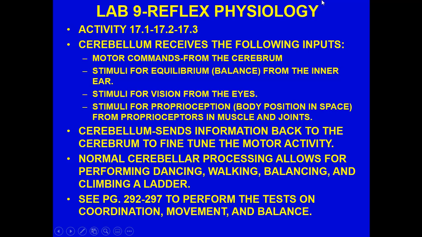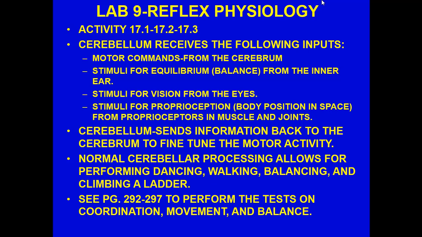Now, we're going to move into activity 17. The cerebellum receives the following inputs: the motor commands from the cerebrum, the stimuli for equilibrium, that is balance, from the inner ear, stimuli for vision from the eyes, and stimuli from proprioception. This is the body position in space.